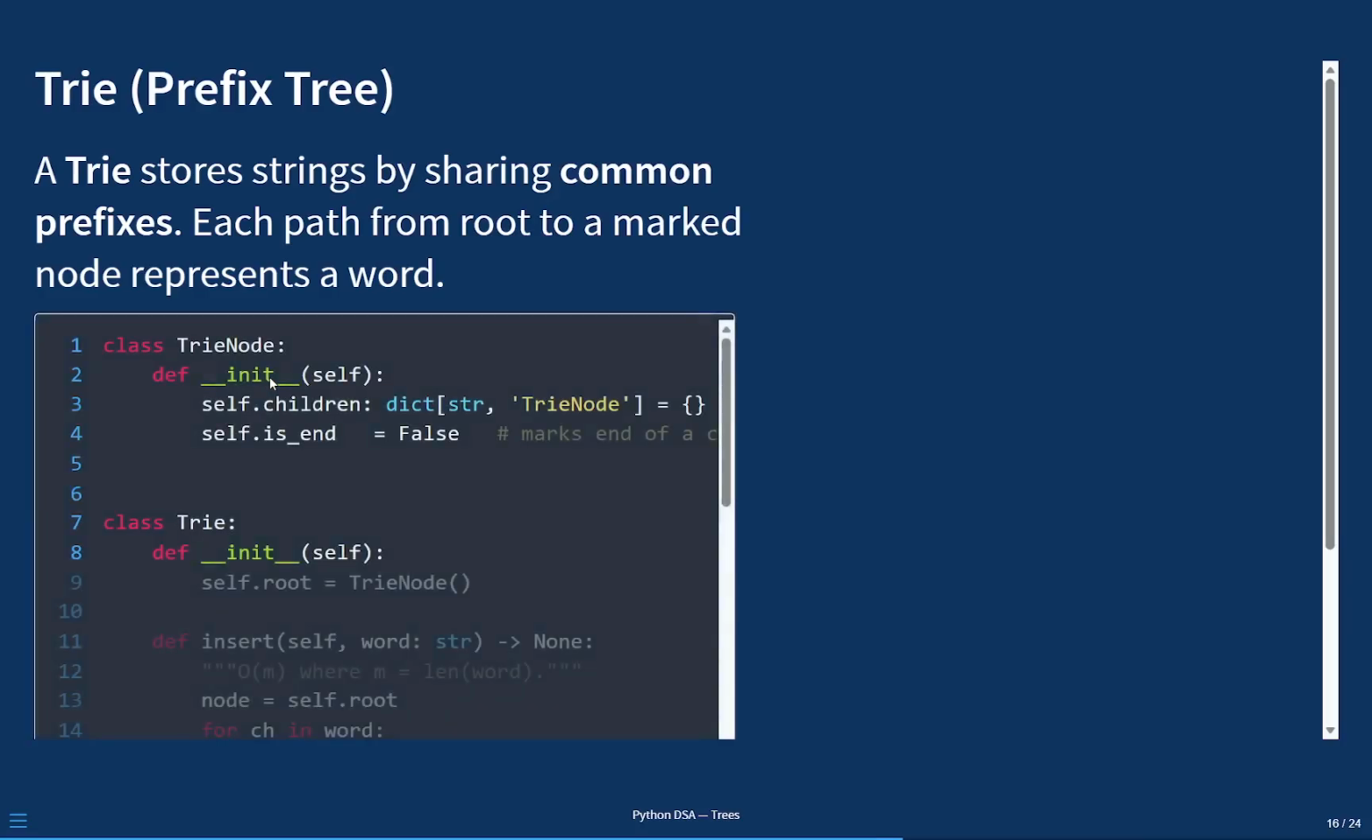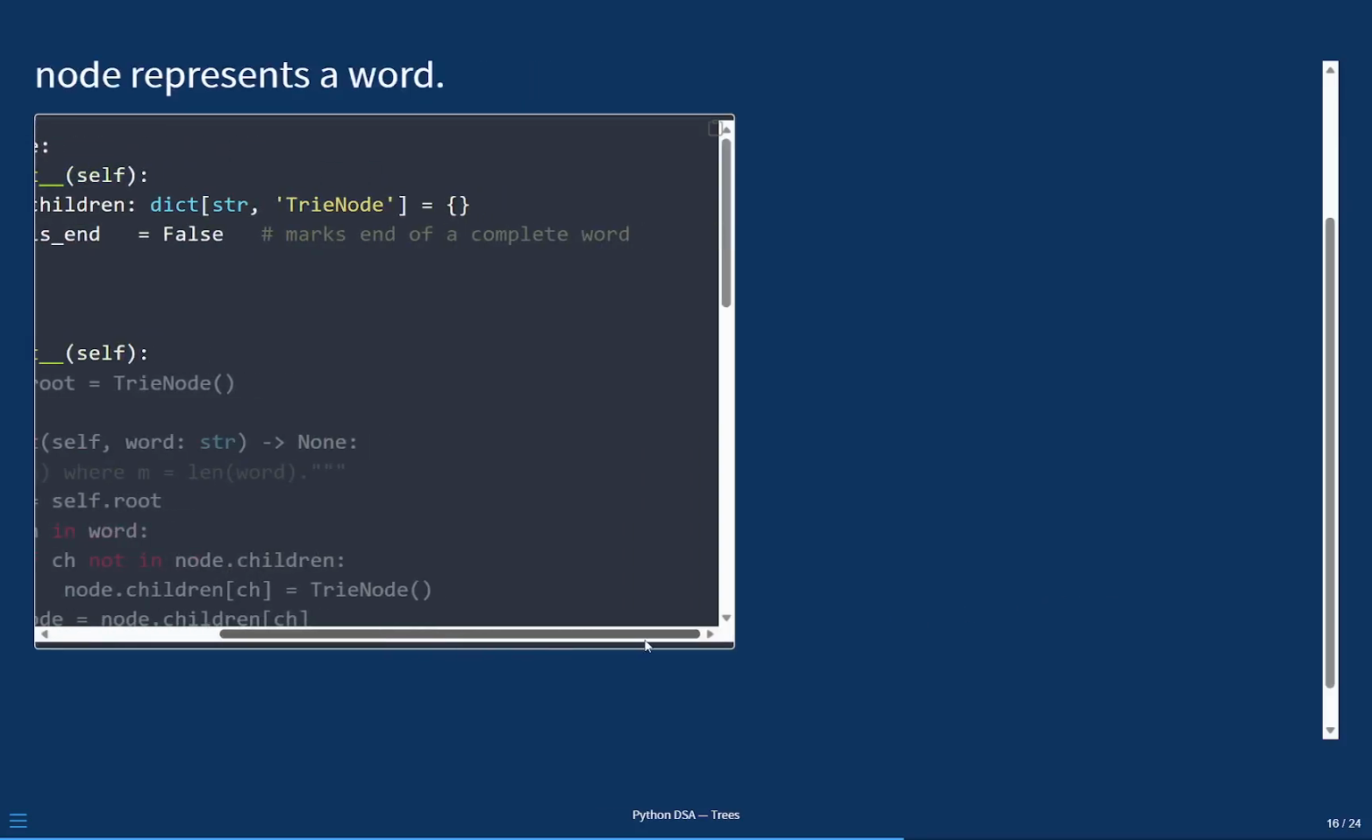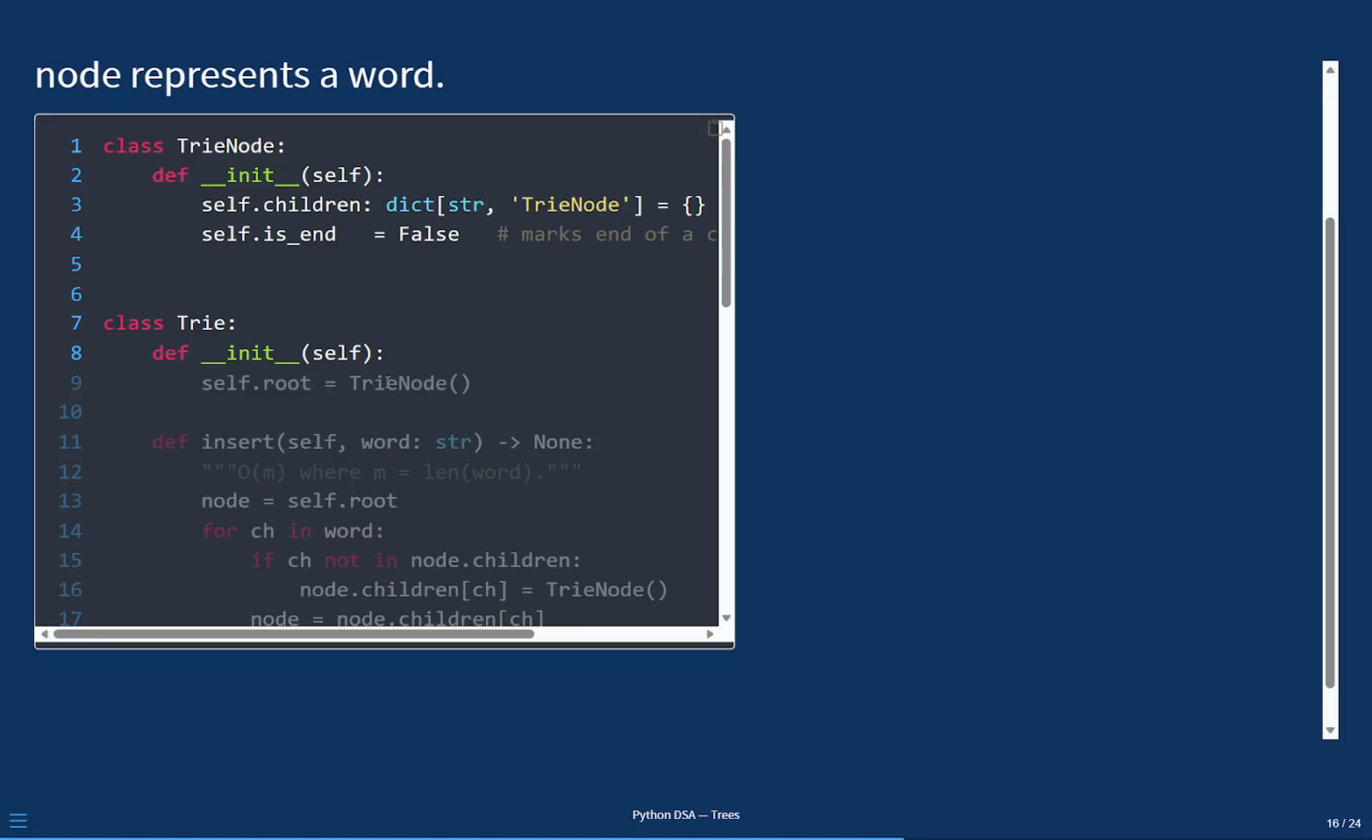Each trie node holds a dictionary of children, keyed by character, and an is_end flag that marks whether a complete word ends at this node. The root node represents the empty string.